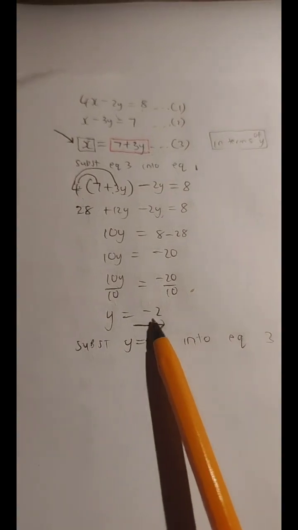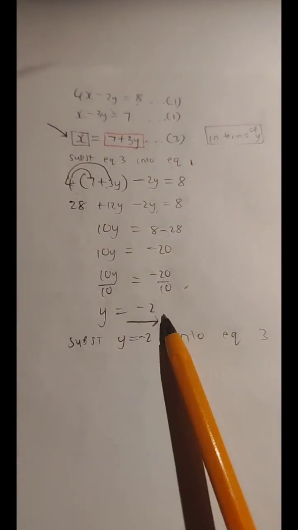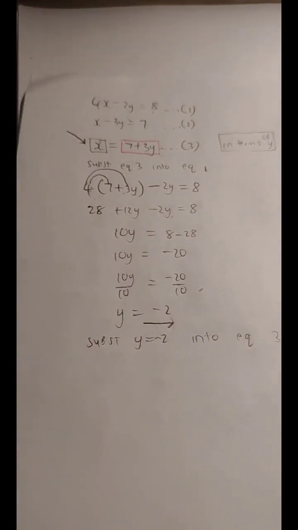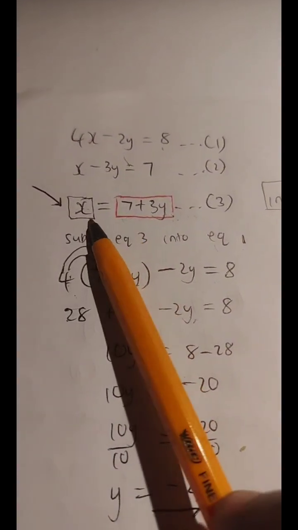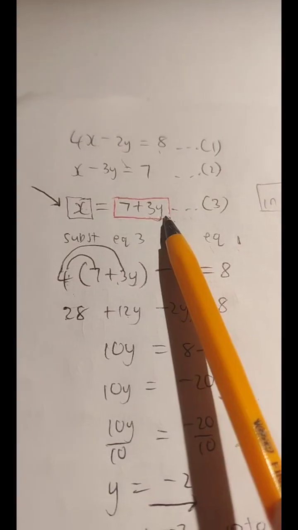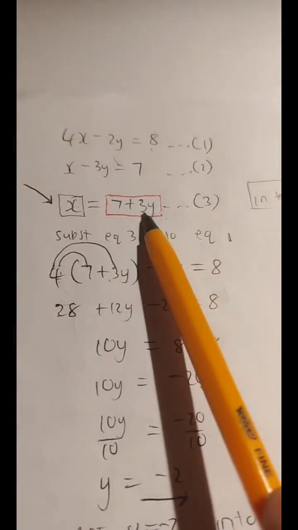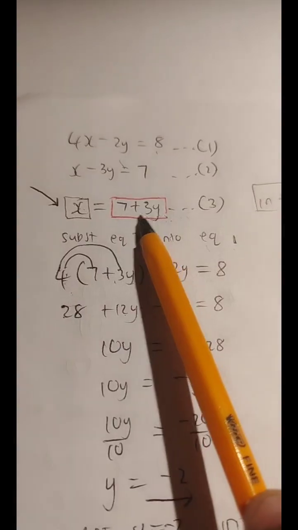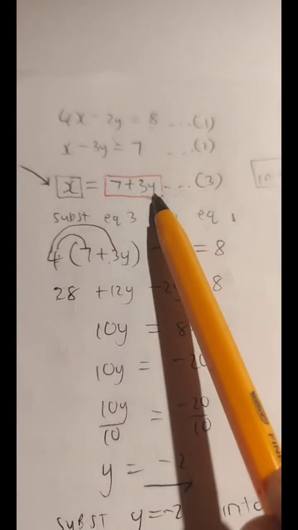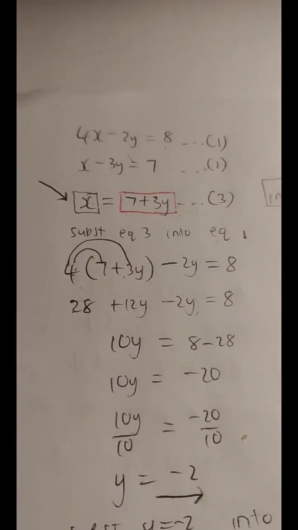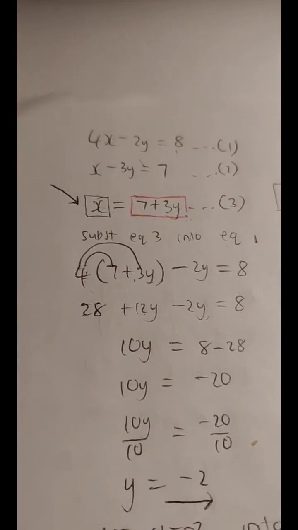Now, you have y. You can now find x. Remember, you formed equation 3. Equation 3 was in terms of y. So x is waiting to be found. Y is ready to be substituted in this equation 3.